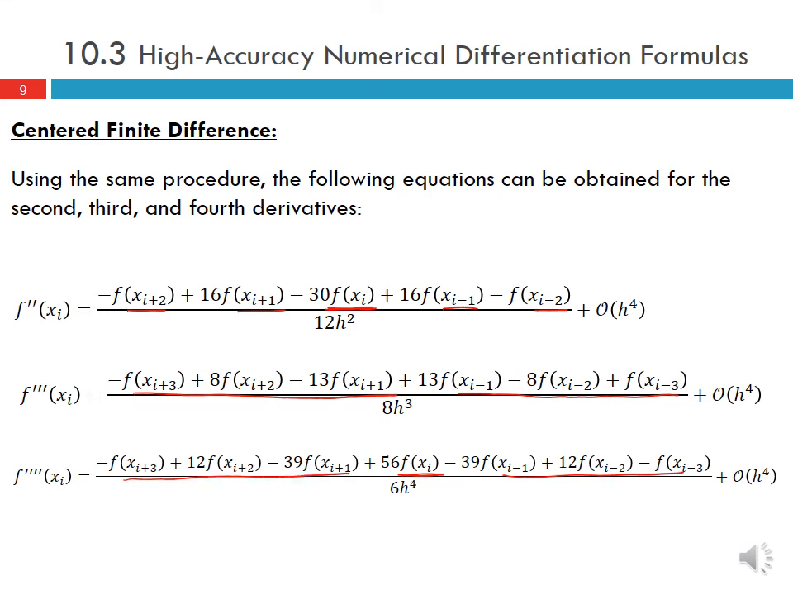So again, these provide a better approximation for these higher order derivatives compared to the forward and backward finite difference schemes. Here the error is order h to the power 4, and in the previous schemes, the forward and backward finite differences, the error was order h squared. And all of these formulas that we've introduced here provide higher accuracy than the basic formulas that we discussed in section 10.2.